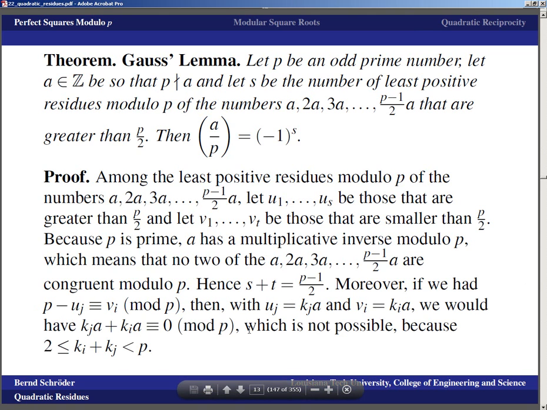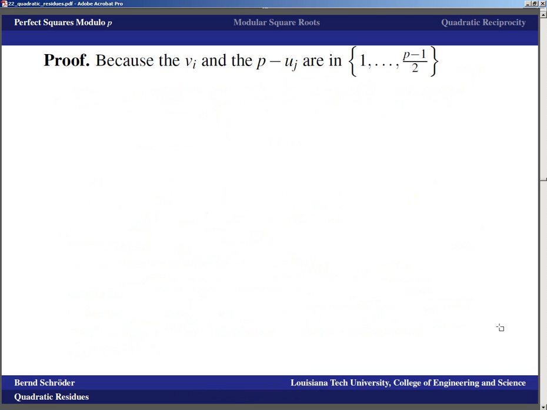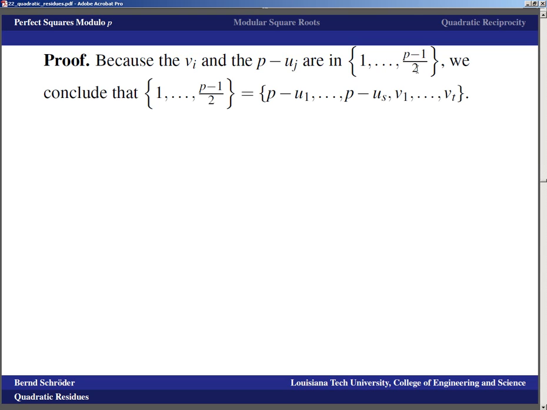And that's not possible, because after canceling the a, I realized that ki plus kj is greater than or equal to 2 and smaller than p, and none of those numbers is equivalent to 0 modulo p. All right, so that means the vi and the p minus uj are pairwise distinct. No two vi are the same, no two uj are the same, and no vi is equal to a p minus uj. And they're all in 1 through (p-1)/2.